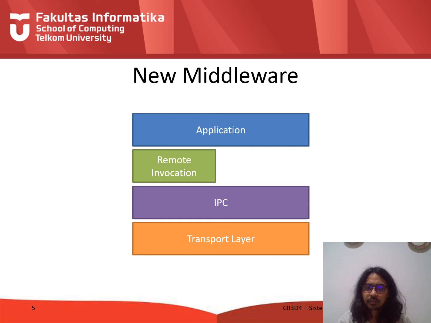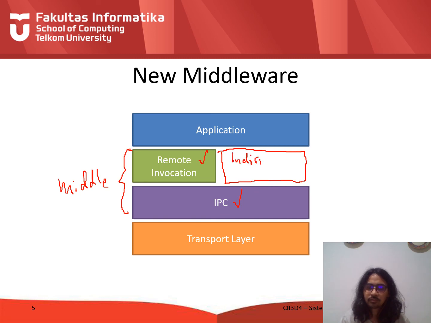So to solve those problems of RPC, now we have another protocol. If you still remember, our protocol stack looks like this. This is the middleware here, and we have discussed two, remote invocation and inter-process communication. Now we have a third one, which is the replacement of remote invocation, and we will call this indirect communication, which is the topic of meeting 7.